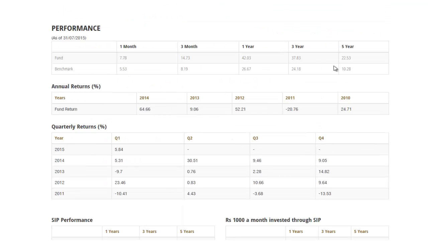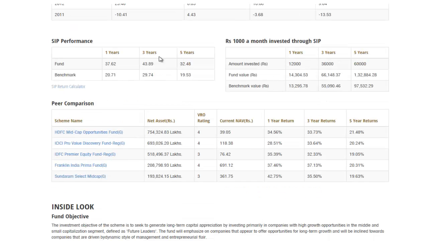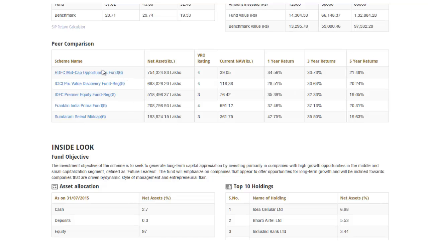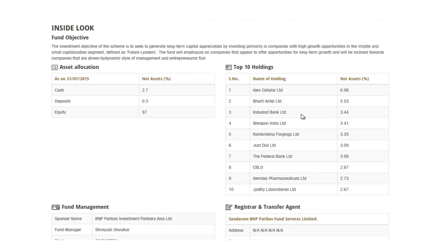Here it tells you how the fund has performed compared to its benchmark. What have been the fund's returns? Again, you can see that in 2011 the fund gave negative returns. Then what is the SIP performance if you had invested in SIP in this fund, and how the money 1000 rupees invested per month would have turned out in value after 1 year. You can see here. You can also see a quick peer comparison, their ratings, their current net asset values and their past returns. Further down, you can see the top 10 holdings of this particular fund that we are looking at.